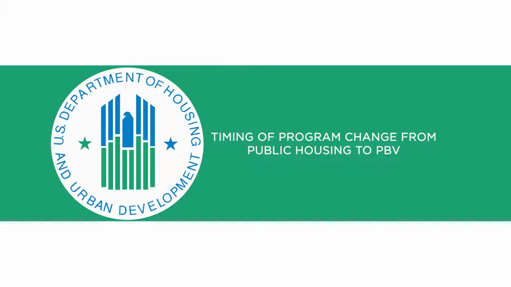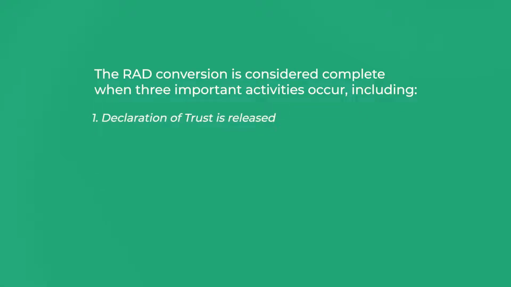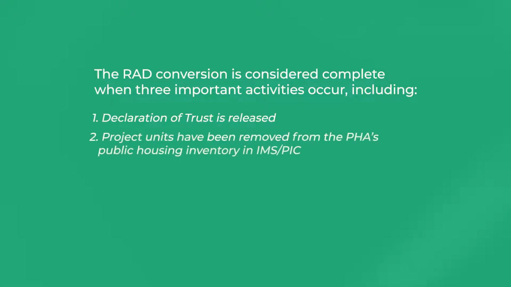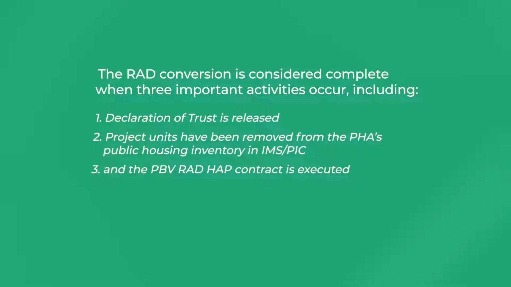Timing of program change from public housing to PBV. The RAD conversion is considered complete when three important events occur, including: 1. Declaration of trust is released. 2. Project units have been removed from the PHA's public housing inventory in IMS PIC. 3. And the PBV RAD-HAP contract is executed.